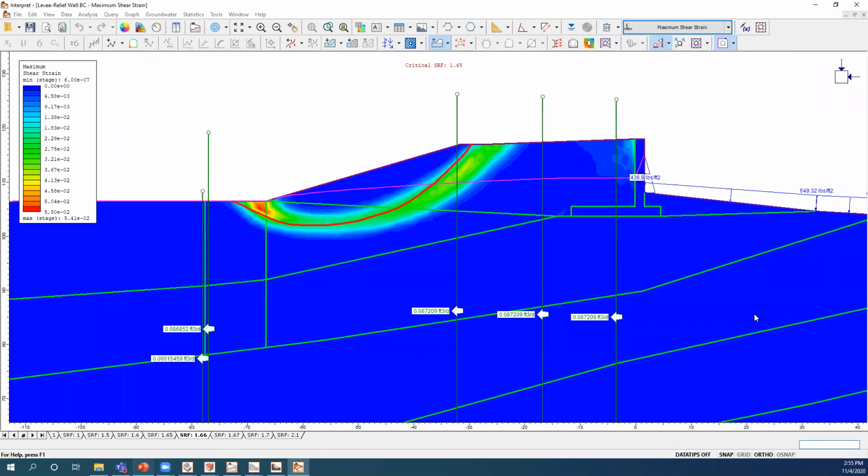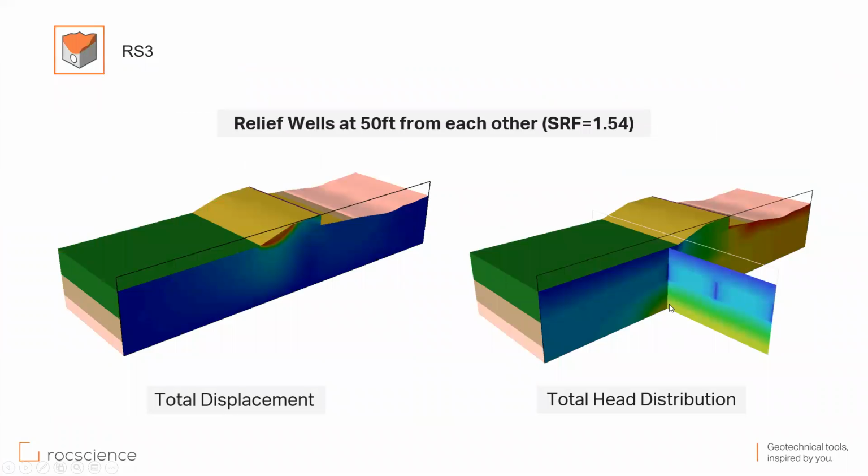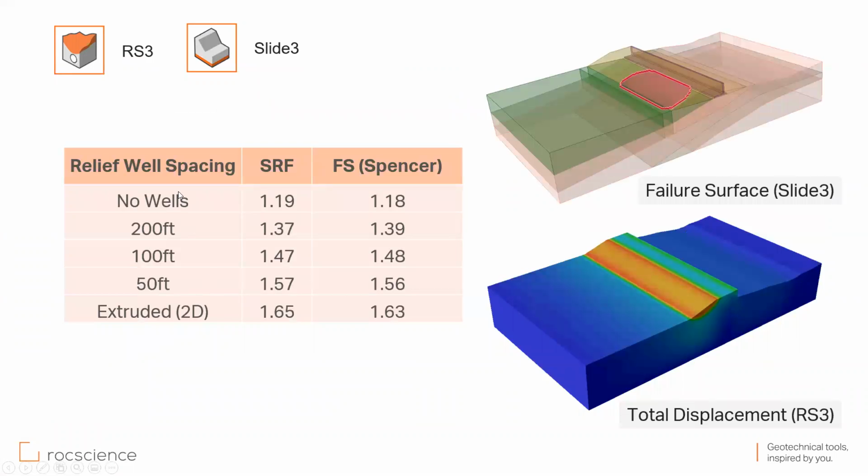So let's wrap up the presentation. This is the one that I showed you, factor of safety of 1.54 in RS3. We have the maximum shear strain as well, if you want to look at them. And this table is interesting. When there is no relief well, factor of safety is 1.2 in both of the RS3 and Slide 3 models.